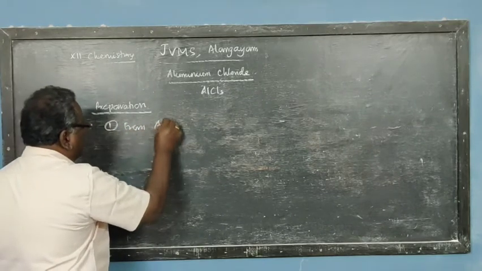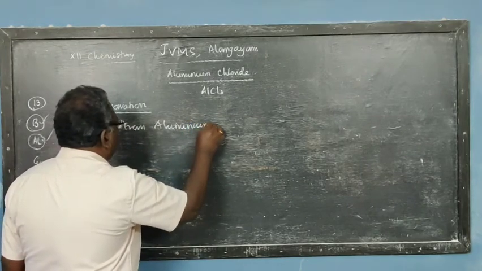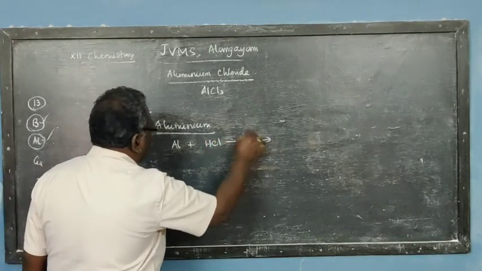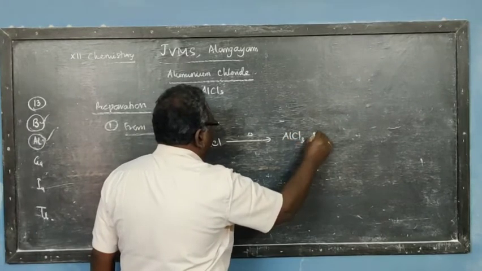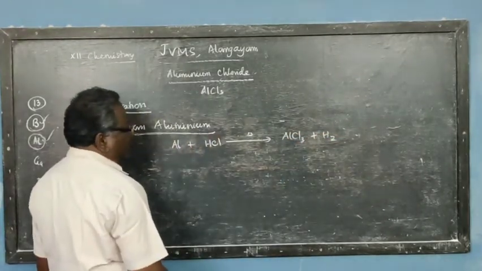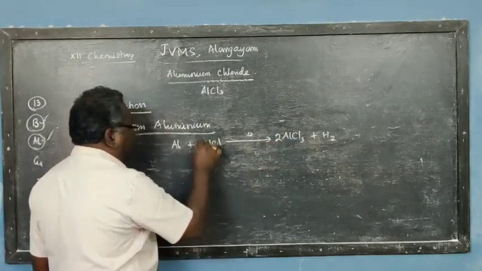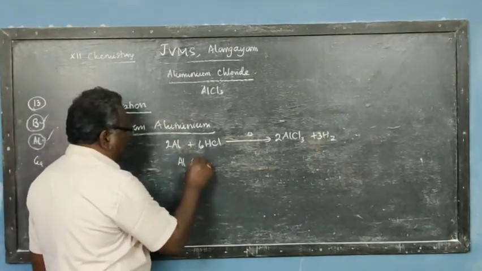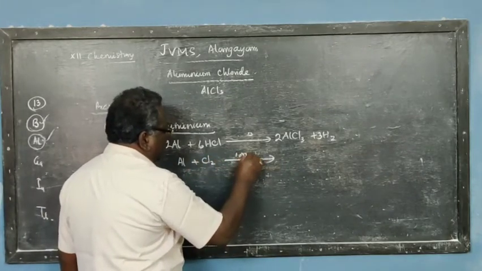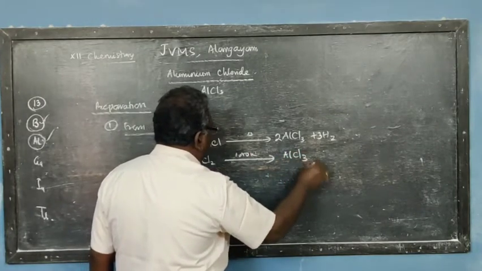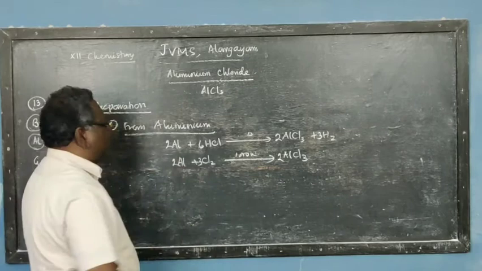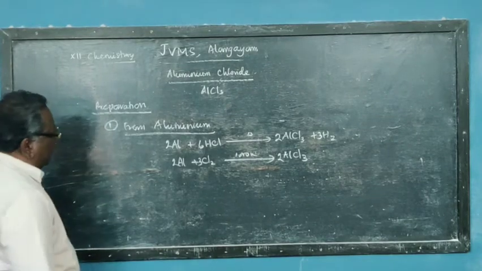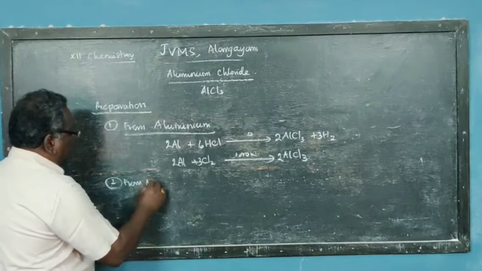The first preparation is from aluminum metal. Aluminum, when heated with hydrochloric acid, forms aluminum chloride with the liberation of hydrogen gas. So you have to multiply this by 3, 2 into 3, 6, you get 3H2, 2 aluminum involved. Or there is one more method. Aluminum can be straight away heated with chlorine at 1000 Kelvin to get aluminum chloride. So this is how it can be obtained from aluminum.